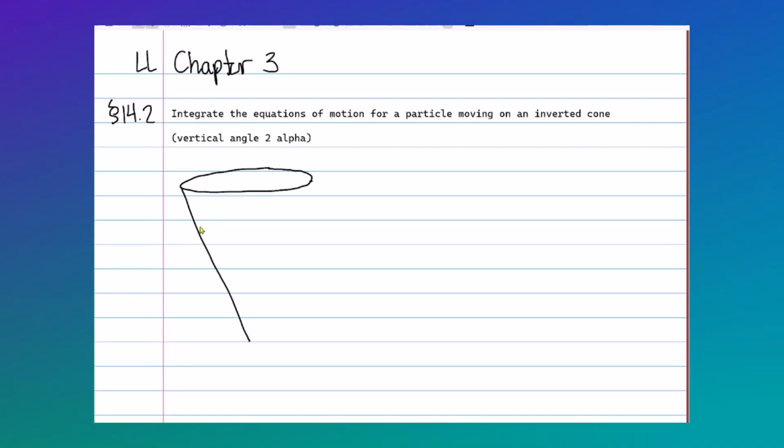We're integrating the equations of motion for a particle moving on an inverted cone, the vertical angle of 2 alpha. So what that looks like is the bottom of an ice cream cone where the angle from the edge to the symmetry axis is alpha. Now we're going to identify a point on the surface of this cone and specify it using an angle phi around the central axis and a height z.